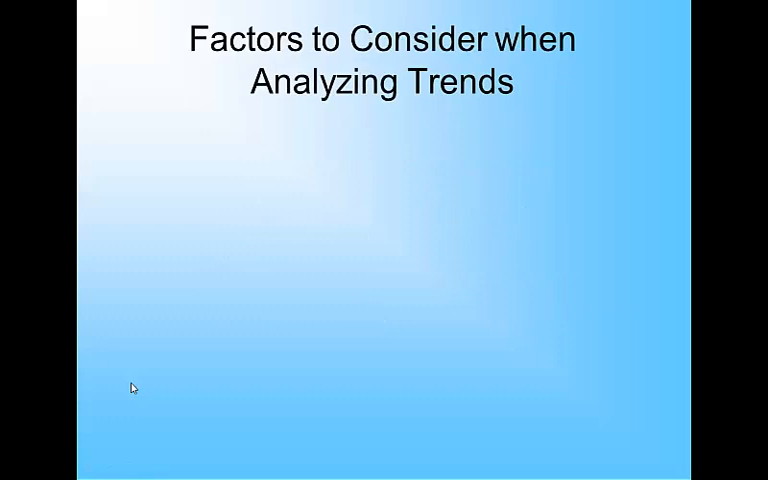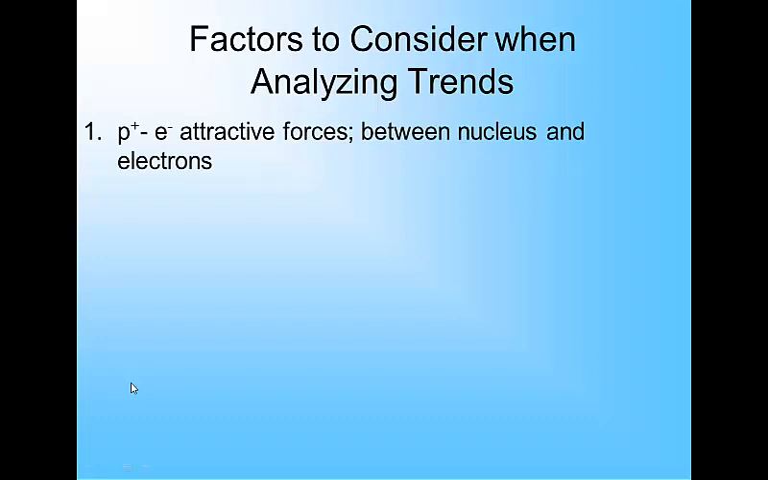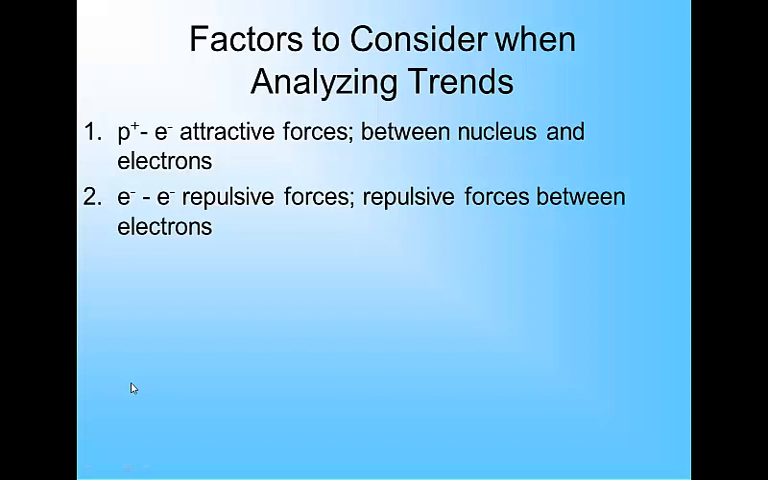Alright, when you are determining and understanding trends, a couple of things to consider when you're doing this concept. And it is all concept. There's absolutely no computation here at all. It is all conceptual. Alright, thing number one, the proton-electron attractive forces. This is the force between the nucleus and electrons about the nucleus in the Schrödinger or quantum mechanic orbitals. The electron-electron repulsive forces. This is the repulsive force between like-charged electrons.